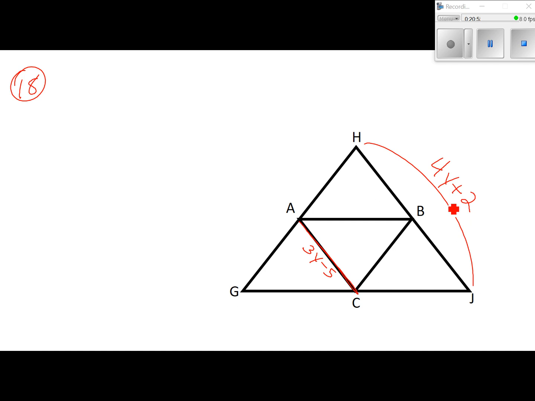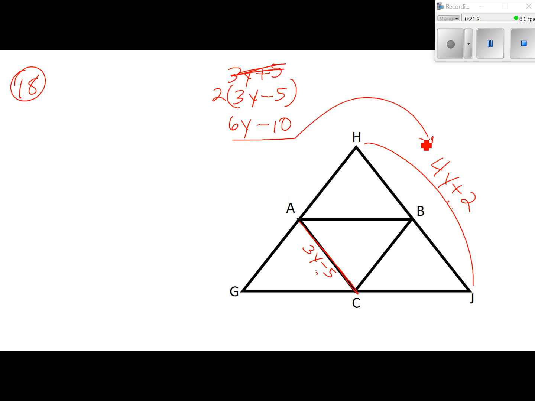Again, we could take half of this and set it equal to the mid segment, or we could double the mid segment and set it equal to that. This time I'm going to double the mid segment. So if I double that mid segment, that means I'm taking that 3y minus 5, and I'm just going to times everything by 2. So that gives me 6y minus 10. So that should equal that whole side of the triangle. So 4y plus 2 should equal 6y minus 10.